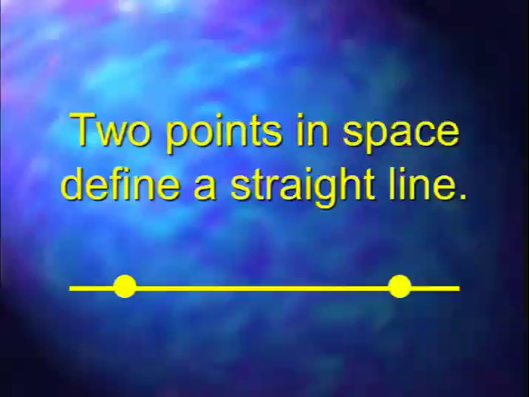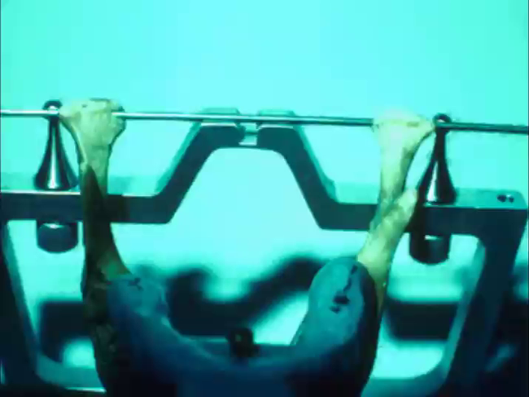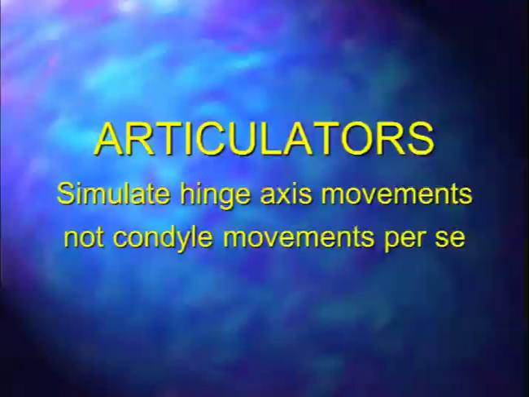When I superimpose a mandible onto a lower frame of an articulator, I'm trying to imagine how the steel ball bearing is supposed to anatomically represent this condyle that looks like a football. Well, if you take a sphere and reduce it infinitely small, it becomes a point. You go any distance from that point, take another sphere, reduce it infinitely small, it becomes a second point. Two points in space define a straight line. And that's what we're doing with these two steel ball bearings, simulating a straight line or the hinge axis of the mandible. So articulators simulate hinge axis movements, not condyle movements per se.